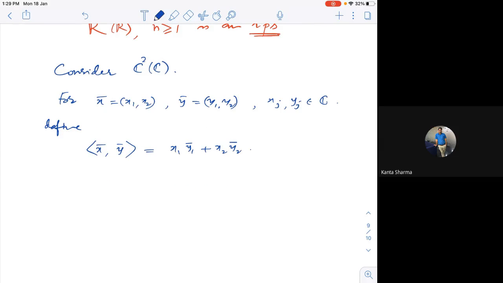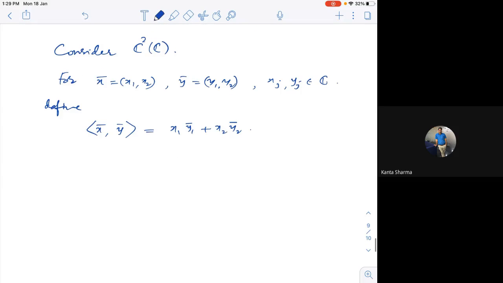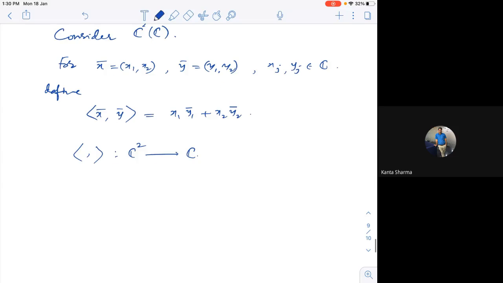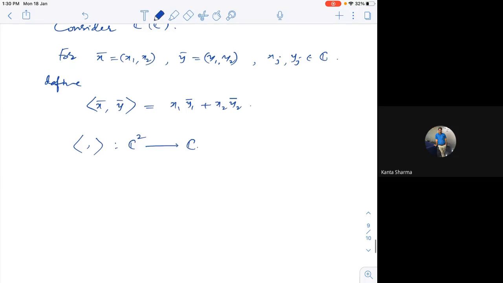Now, is this a mapping from C square into C? See here, these are two vectors with coordinates being complex numbers, right? And x1 is a complex number, y1 bar is a complex number, the product is a complex number, added to another complex number, it is a complex number. So therefore, this product is very much a mapping from C square into C. Done. But other properties also you can verify.